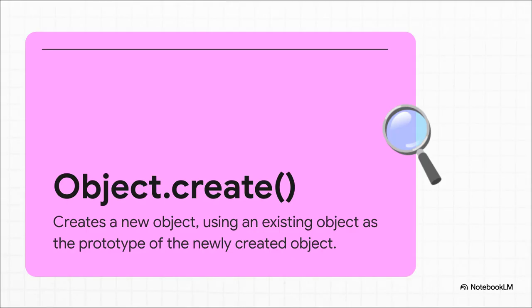Okay, let's get the official word straight from the source, the Mozilla Developer Network. It says Object.create creates a new object using an existing object as its prototype. The two most important words there: new and existing. It's all about creating that link between them.